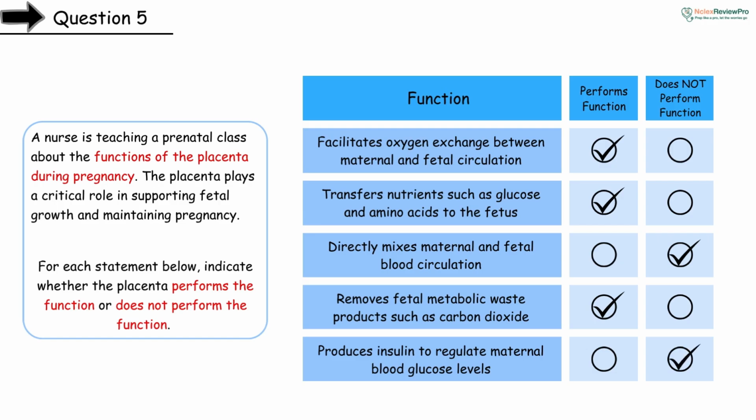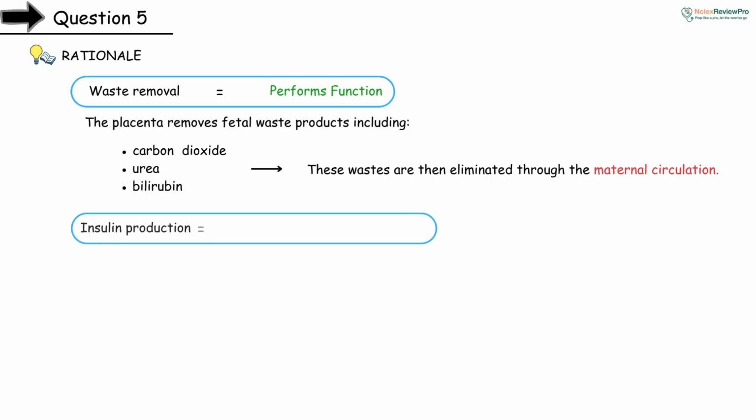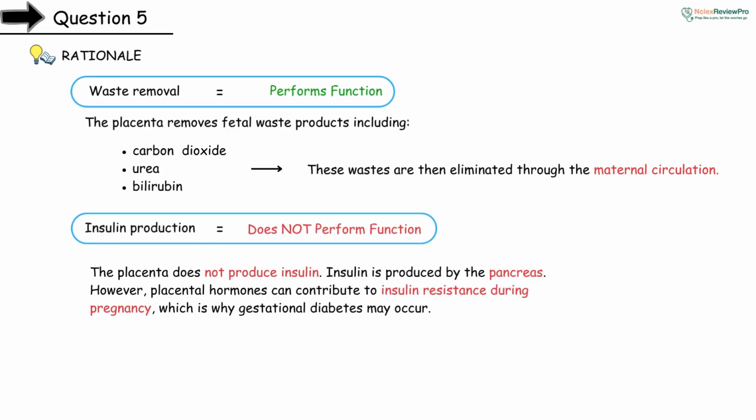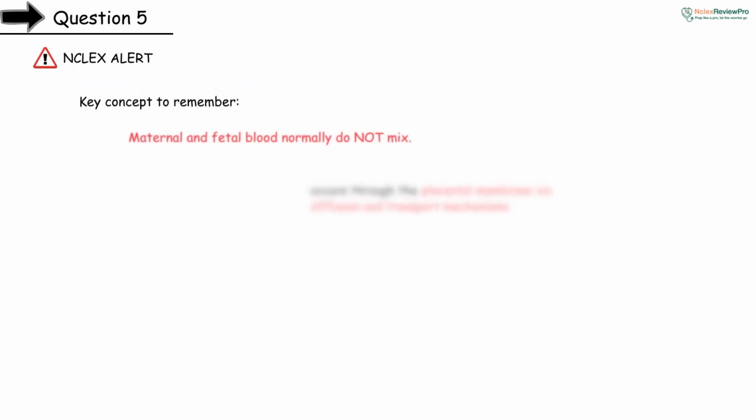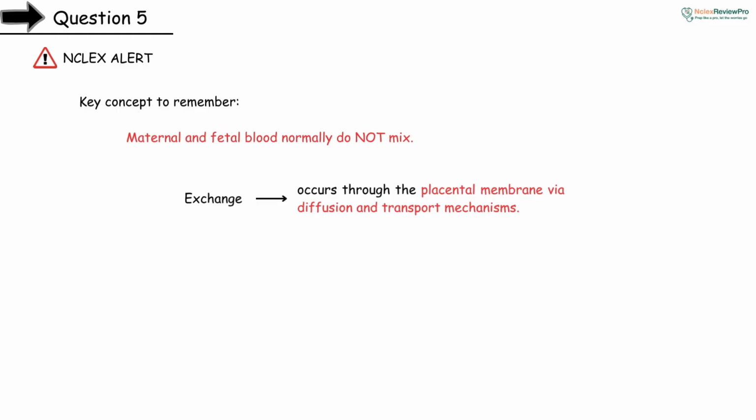This is incorrect. The placenta does not perform this function. Insulin is produced by the pancreas, not the placenta. Here's your NCLEX alert. One of the most important concepts to remember is that maternal and fetal blood do not mix. All exchange occurs across the placental membrane through diffusion and transport mechanisms.